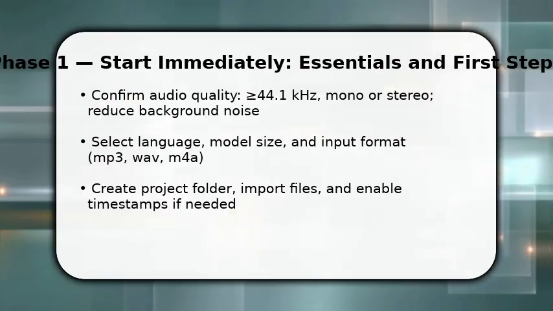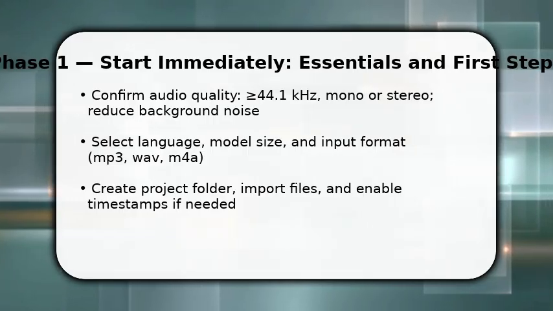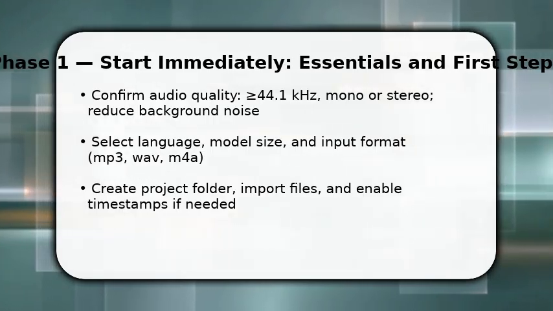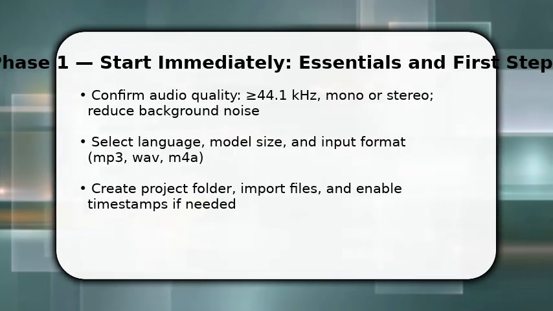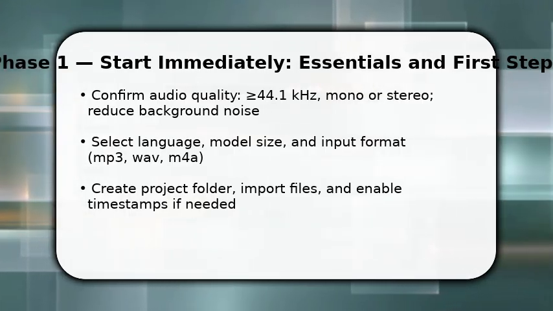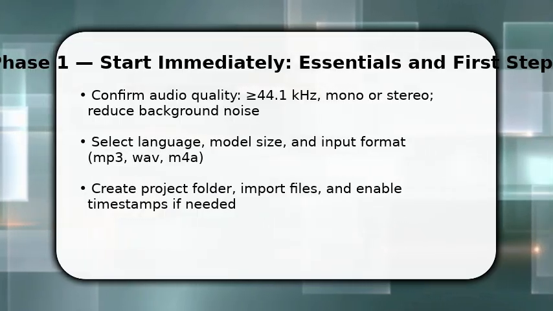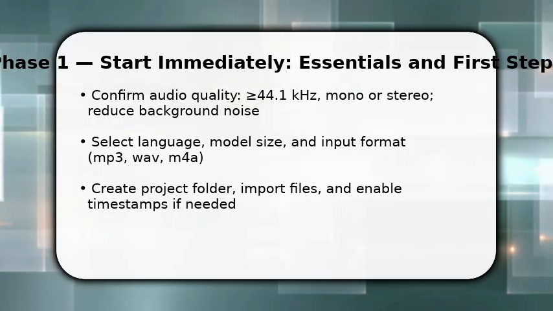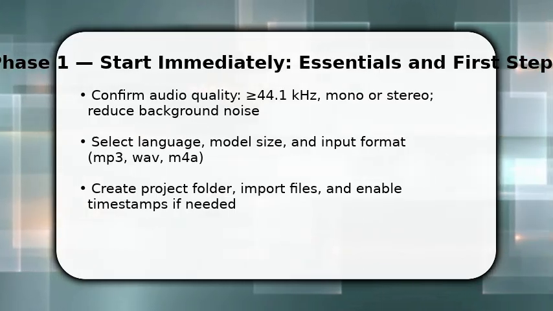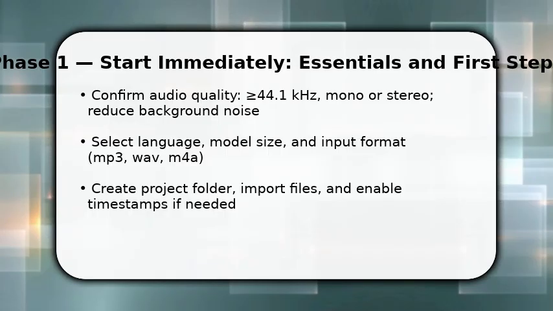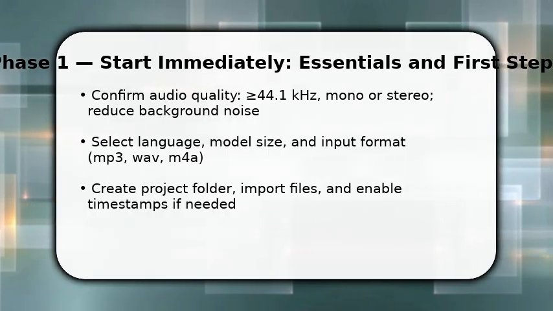You begin by confirming prerequisites to avoid wasted time. First, check audio quality: 44.1 kHz or higher, mono or stereo, and trim obvious silence. Once done, open the software, create a project folder, and import your file. Choose the correct language and model size because accuracy depends on that choice. Make sure timestamps are enabled if you need timecodes.